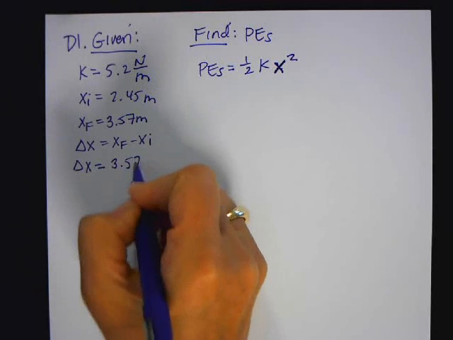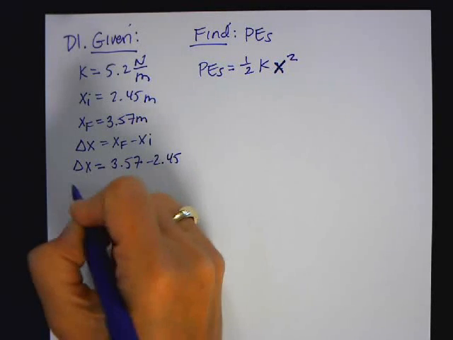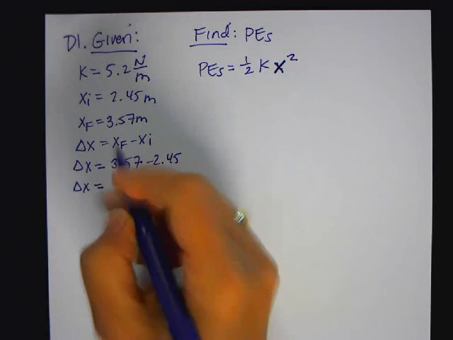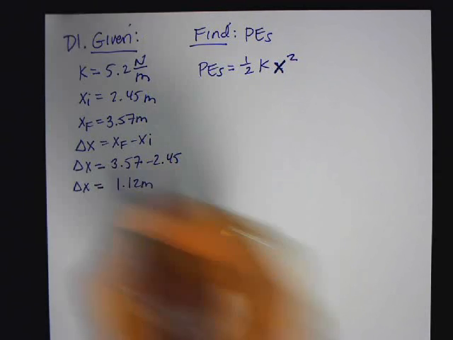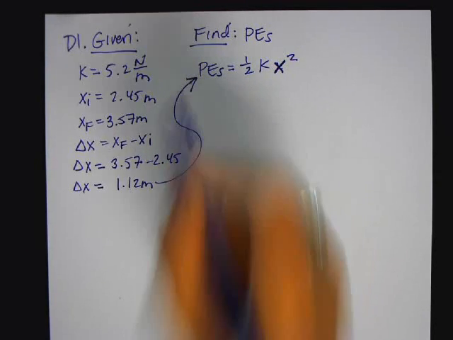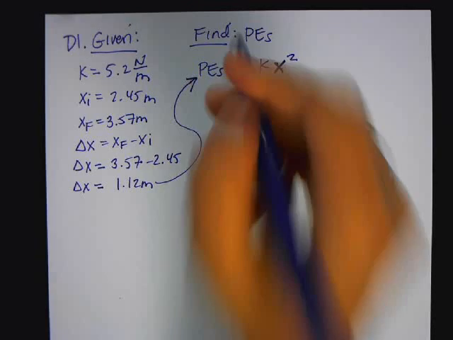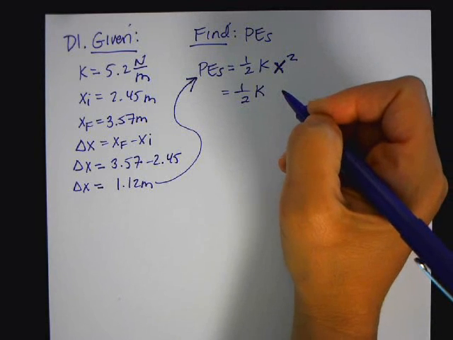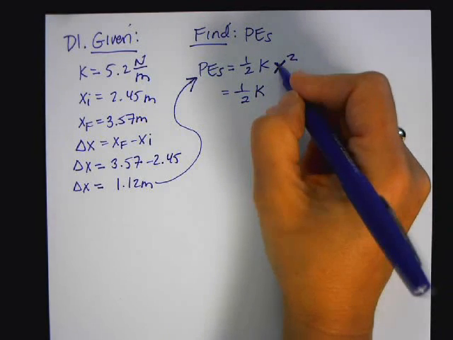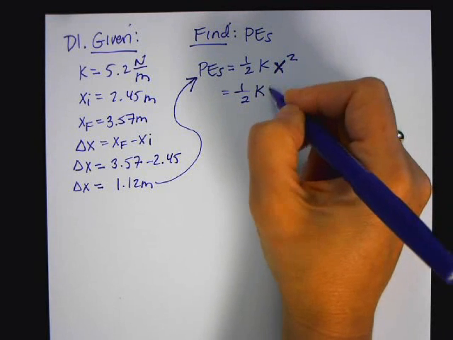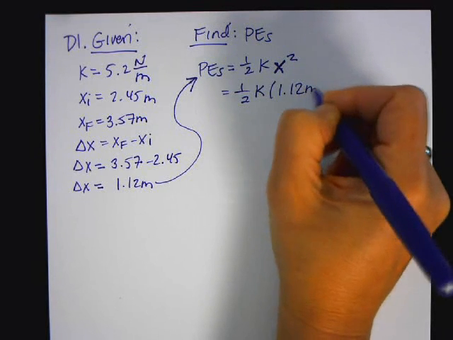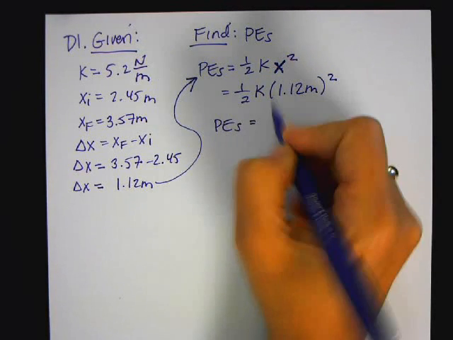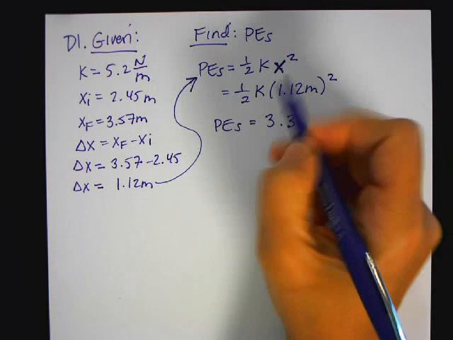So it would be 3.57 minus 2.45. So this is equal to 1.12 meters. So now I'll go ahead and put this in here and say it's 1/2 of K times the change in the elongation squared, so 1.12 squared, and when I work this out, it comes out to be 3.3.